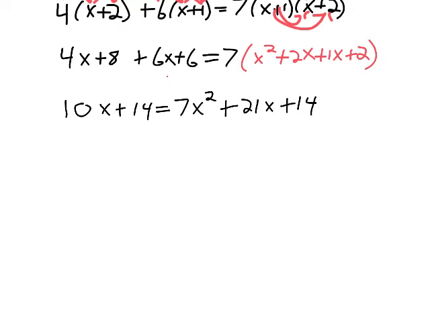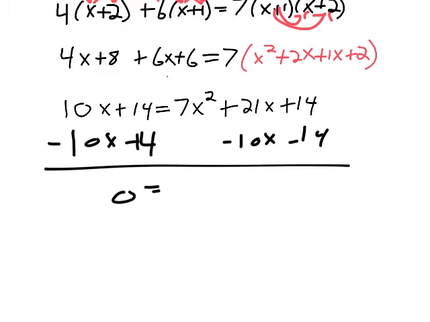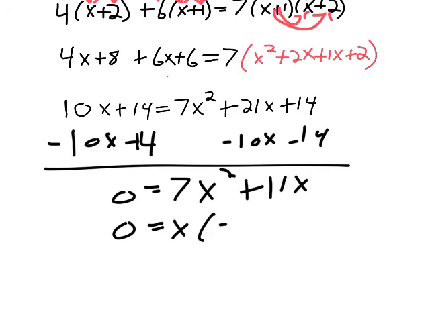Now if I'm trying to solve this, it's a quadratic because we have a variable being squared. So let's subtract that 10x from both sides to collect those terms together, and subtract that 14 from both sides. You're going to be left with 0 = 7x² + 11x. To finish solving that, notice on the left side both of those terms can have an x factored out.